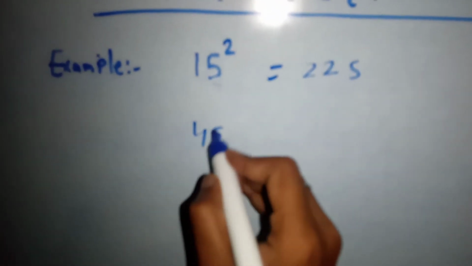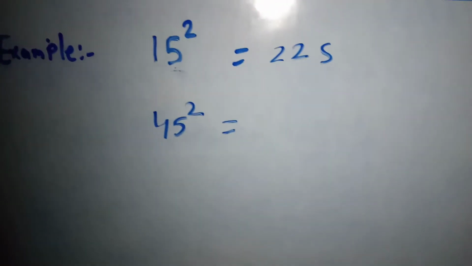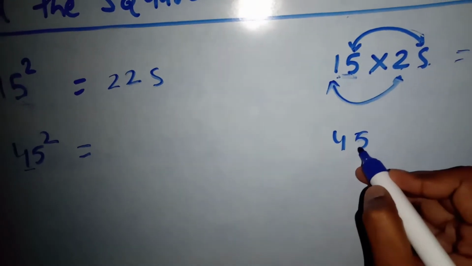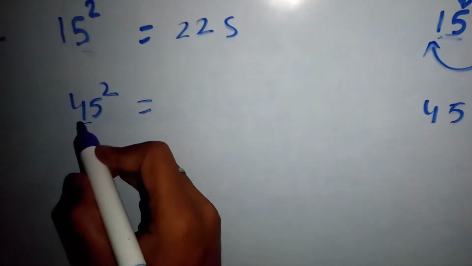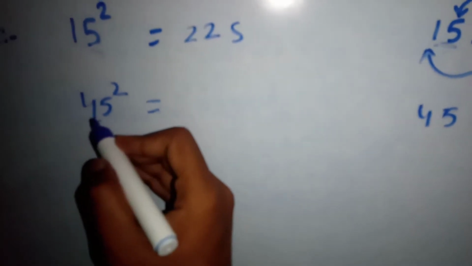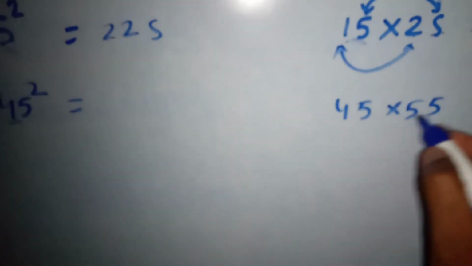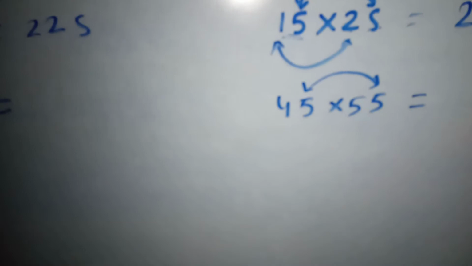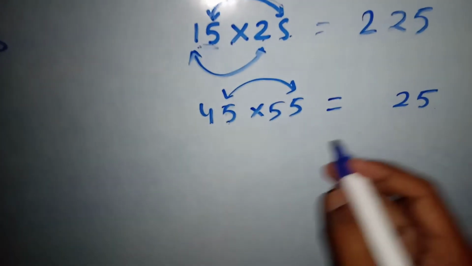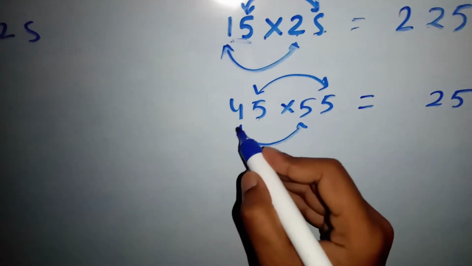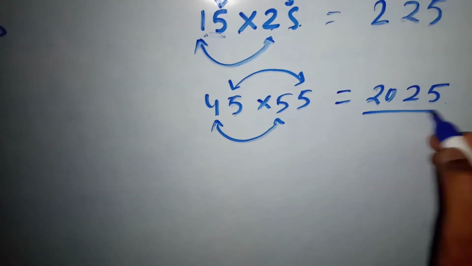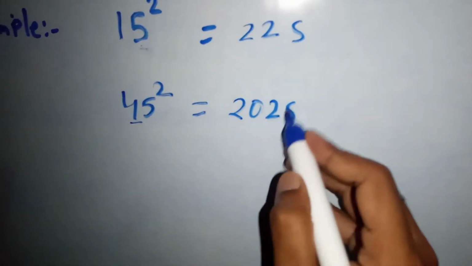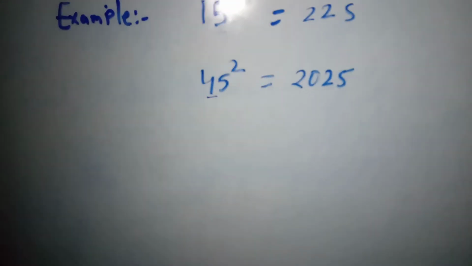Suppose it is given 45 square. How will we find it? Here it is 45. After 5 it is only 4. We will take one more, that is 5. So 4 into 5, that is 20, and 5 into 5, 25, we will write. So 45 square equals 2025. Understood? Let us see more examples.